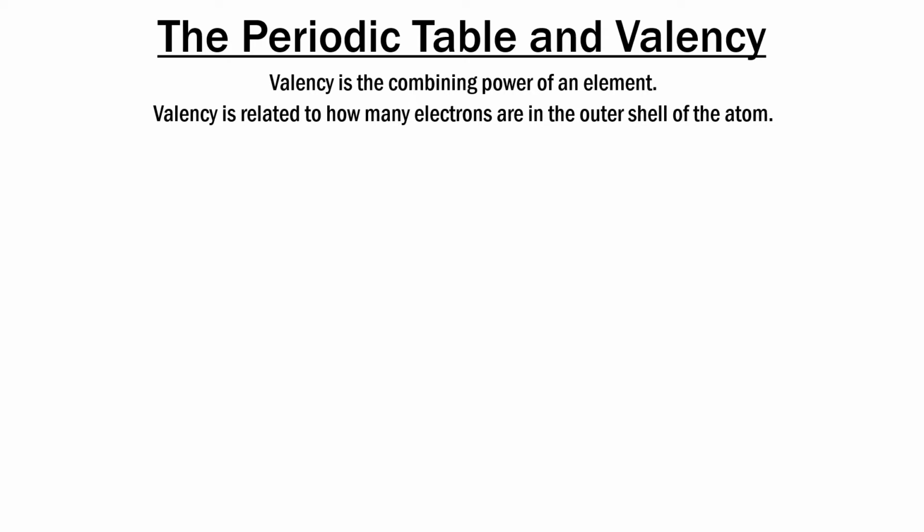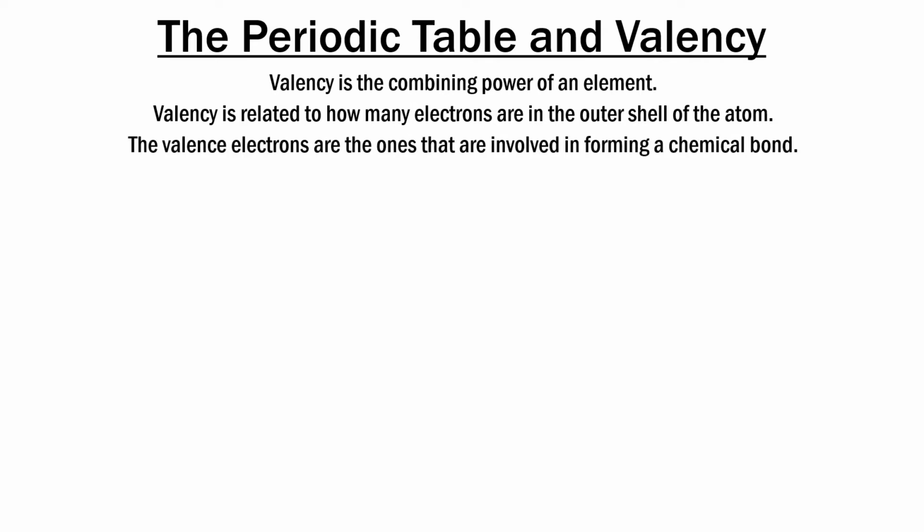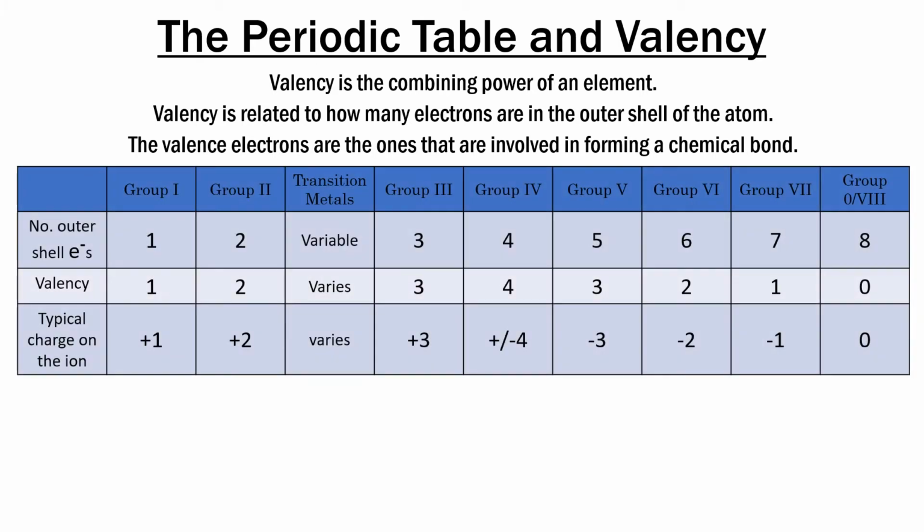It is not the same as, but it is related to how many electrons are in the outer shell. The valence electrons are the ones that are involved in forming a chemical bond. So for metals, it is the number of electrons in the outer shell. For non-metals, it's how many electrons it will gain to have a full outer shell.